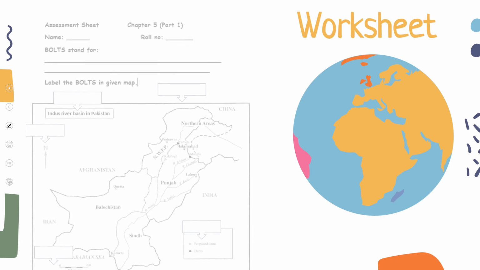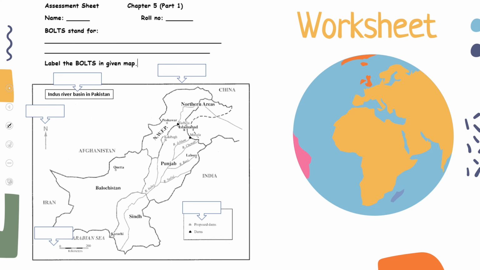So the practice, you can download this worksheet from the description box below this video, or you can get it in print from your teacher. Write down your name and the roll number. BOLTS stand for, write down, and then label the BOLTS in the given map. Border, title, orientation, scale, legend. So this is how you will complete it.